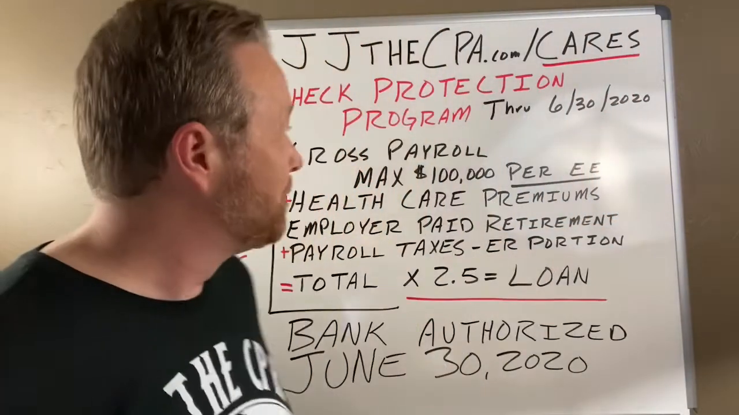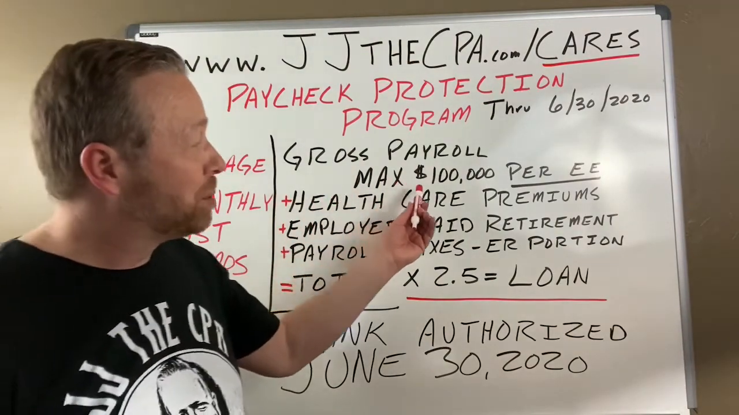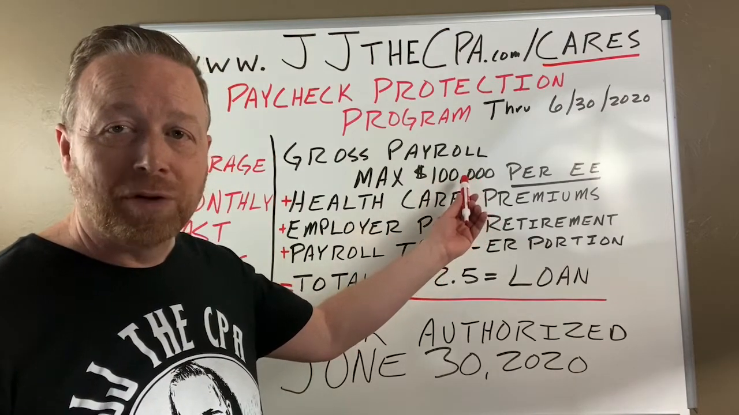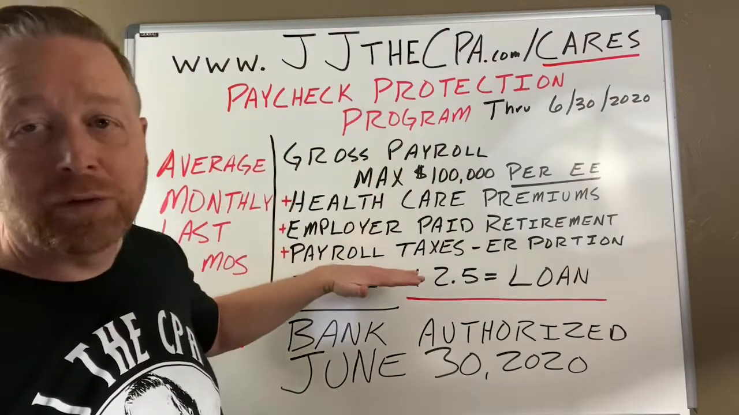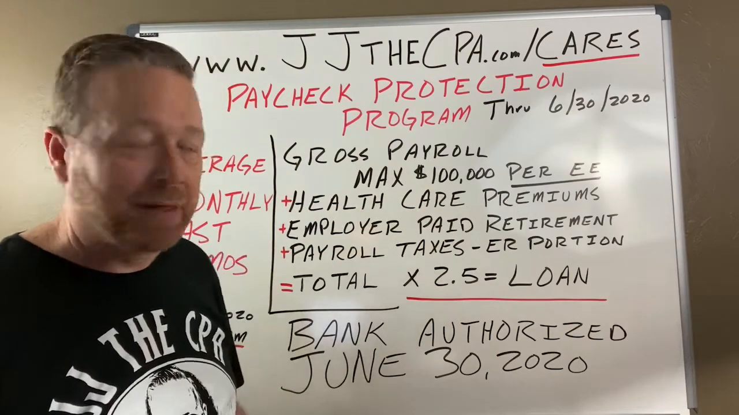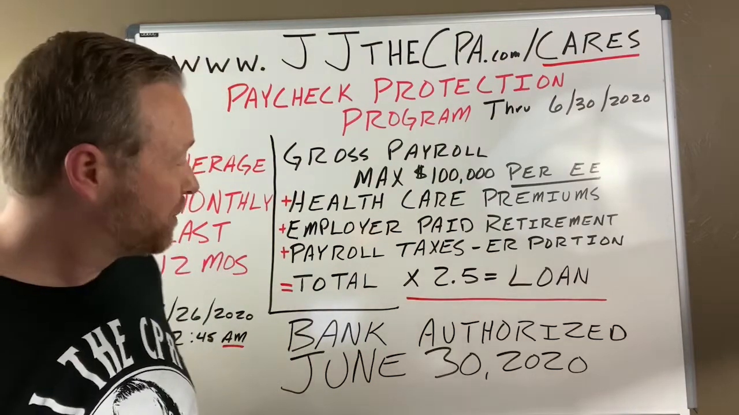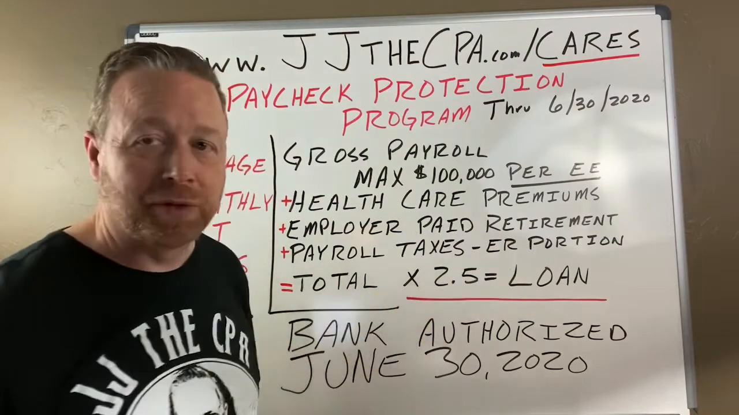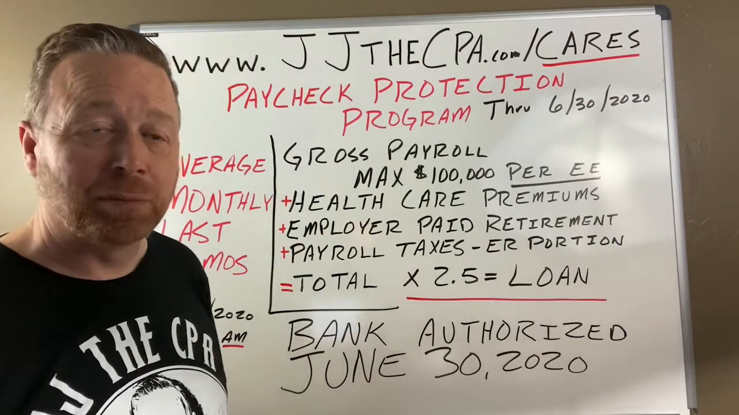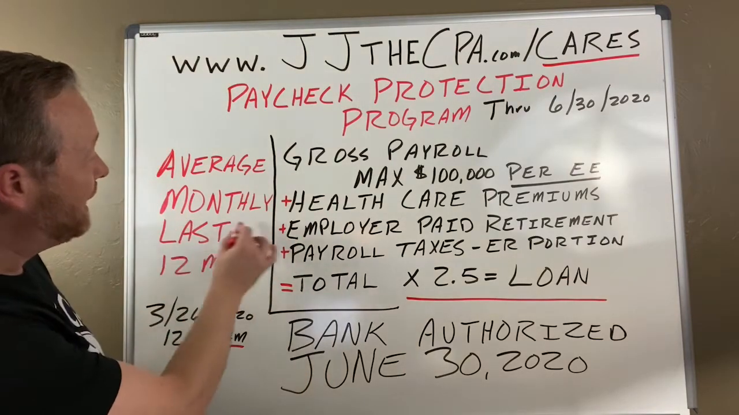What are we talking about here? You're going to take your gross payroll. Okay, if you have an employee that makes over 100 grand, then that employee's payroll will only be included to the tune of 100 grand. So we're going to take the last 12 months of this gross payroll, the healthcare premiums that were paid by the employer, paid retirement, okay, the match, the payroll taxes, so that's the payroll taxes on top of the payroll, that employer tax portion, 7.65%. Add those together, okay, you're going to get the monthly average.